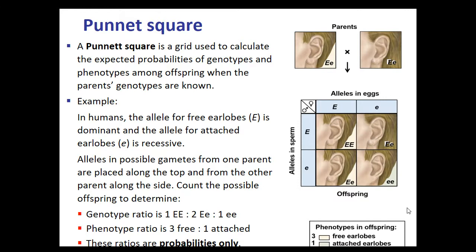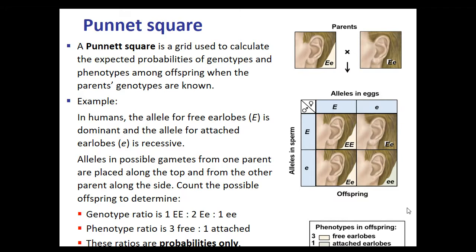So here are the 2 parents in this example, and we know they both have free earlobes, and we know their genotype, they both have the same genotype, big E, little e. They're both heterozygous for earlobe genes.